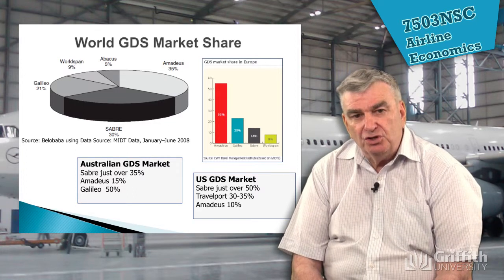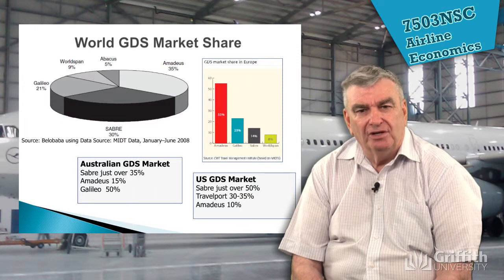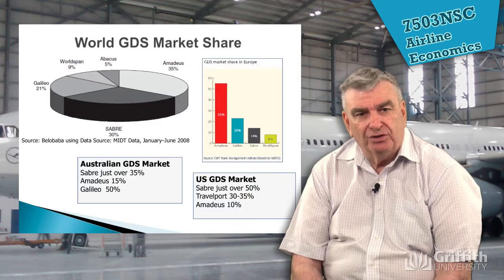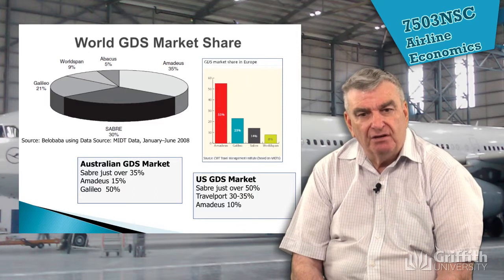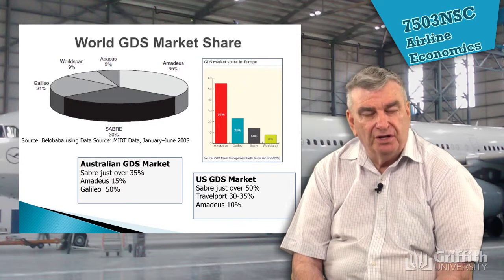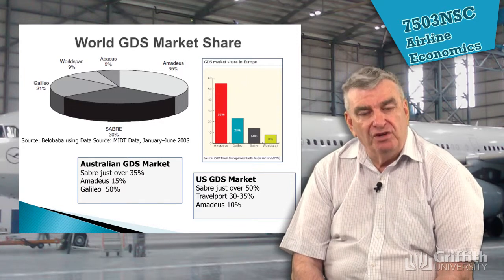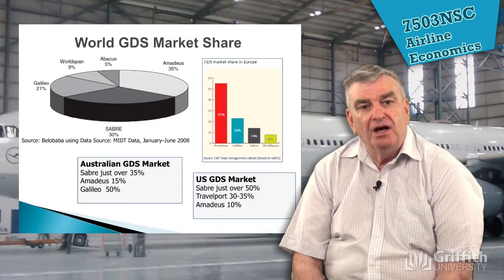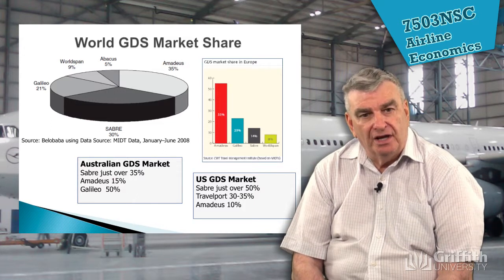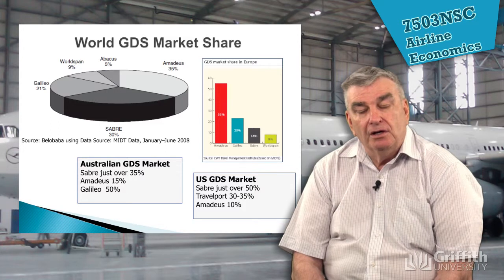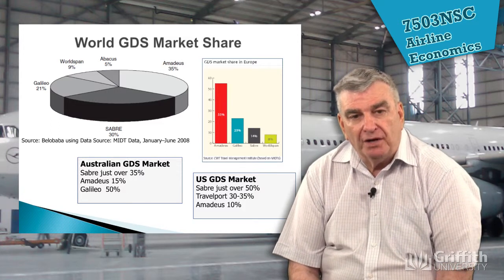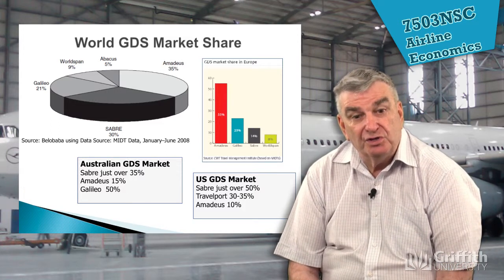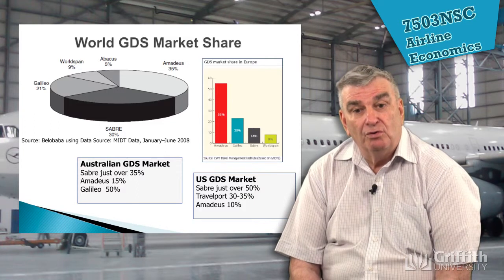So these global distribution systems are vital. Airlines cannot work without them. When their systems go down, as Virgin Australia found with one of their systems going down a number of years ago, it went down on the Monday, they got it up and running, and it went down again just after midweek. And they found the impact on the passengers and their operations was so great that they had to change to a more reliable system.